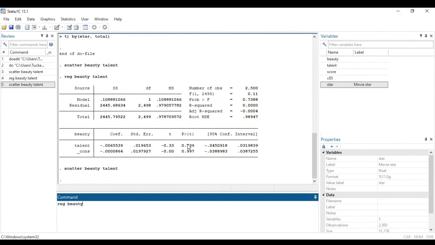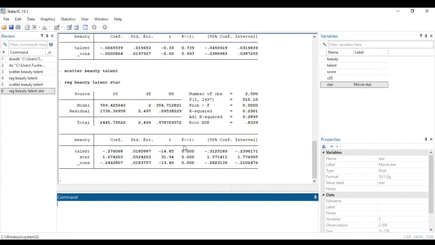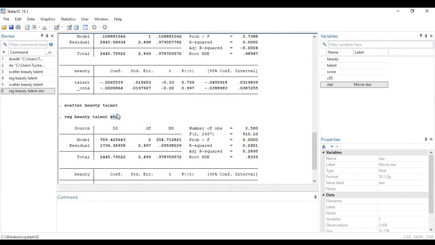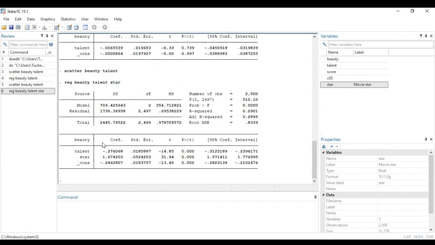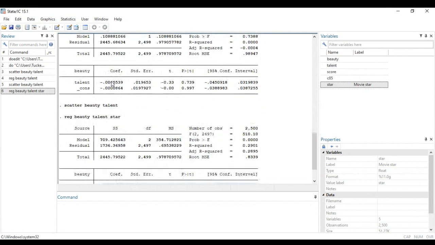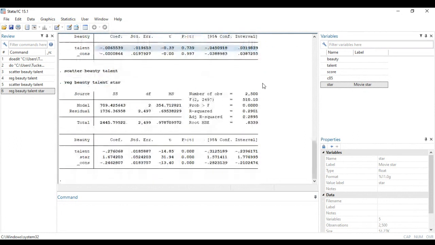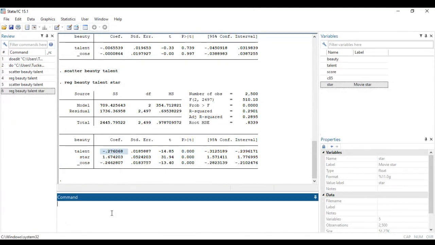Okay, but let's see what happens if we control for that variable. Again, we're controlling for this variable that's about being a movie star. Look what happens to the coefficient on talent. We've gone from no relationship to a super strong negative relationship, with a t-statistic of negative 14.